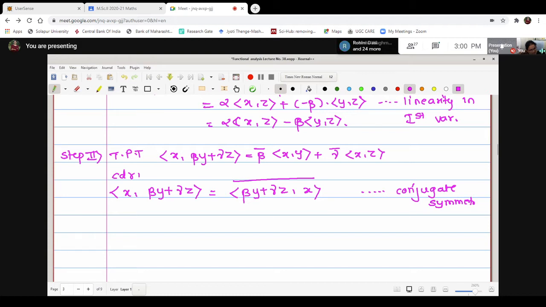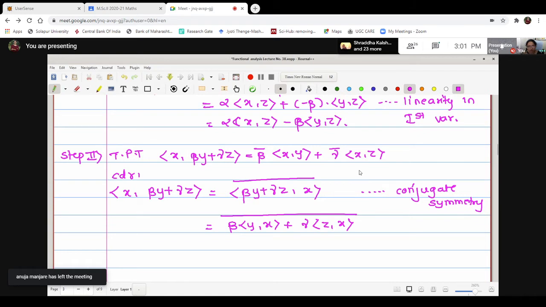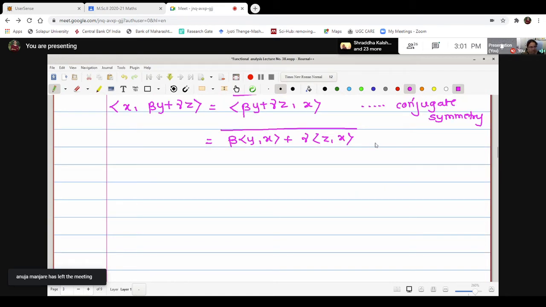Symmetry is there with a conjugate. Therefore the name of the property is conjugate symmetry. Now we can use the linearity in the first variable under the conjugate sign itself. Therefore the linearity property tells us that this is the inner product of y with x plus gamma times the inner product of z with x. Right, now here which property have we used?